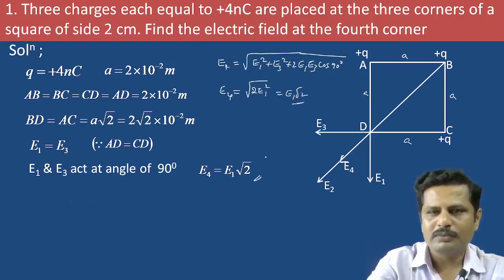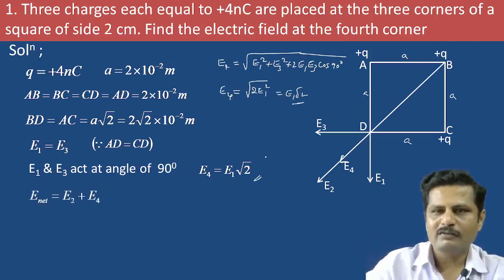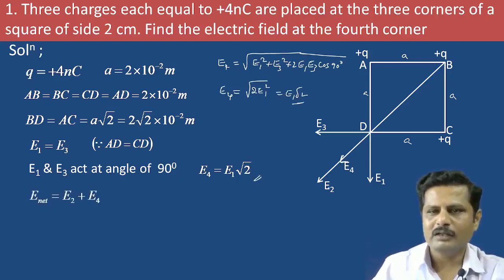We know that the net electric field is equal to how much now? E2 plus E4, because we need to find the net electric field at the point D. As we know, the net electric field is equal to E2 plus E4. Why have we taken plus? Because both are acting in the same direction, so we can consider E2 plus E4.